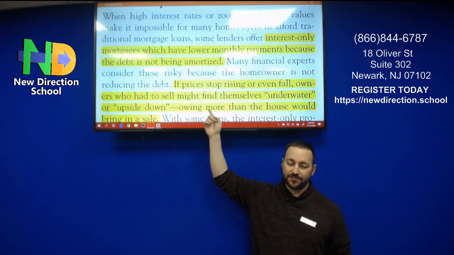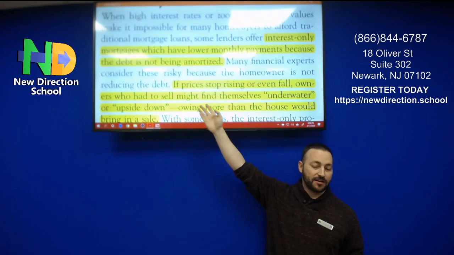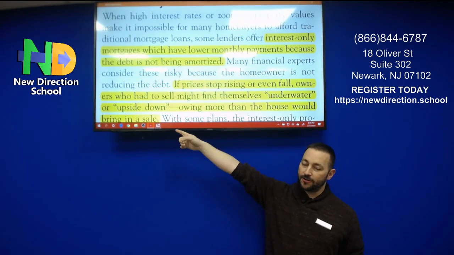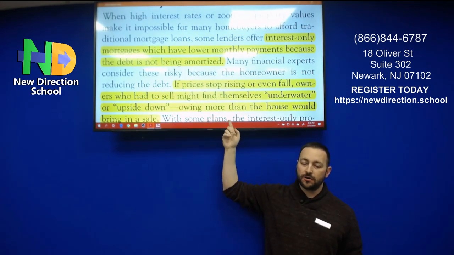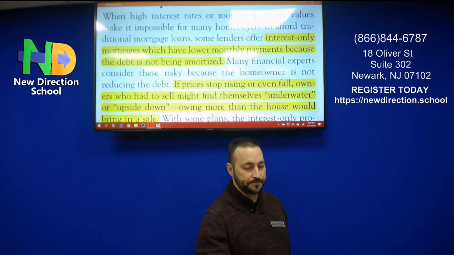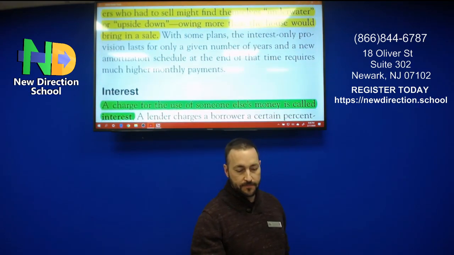If prices stop rising or even fall, owners who had to sell might find themselves underwater or upside down. What does that mean? Owing more than the house will bring in a sale.